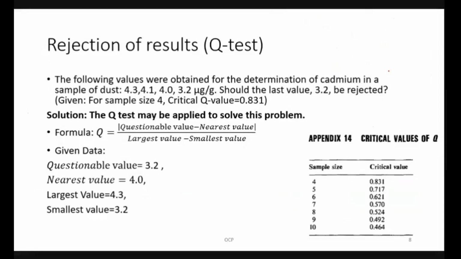Now consider the following example. The following values were obtained for a determination of cadmium in a sample of dust. There is a dust sample, and the amount of cadmium in it was measured. The results were 4.3 microgram per gram, 4.1 microgram per gram, 4.0 microgram per gram, and the fourth one is 3.2 microgram per gram. Should the last value 3.2 be rejected, given that for sample size 4, the critical Q value is 0.831? Now focus on the table on the right-hand side.